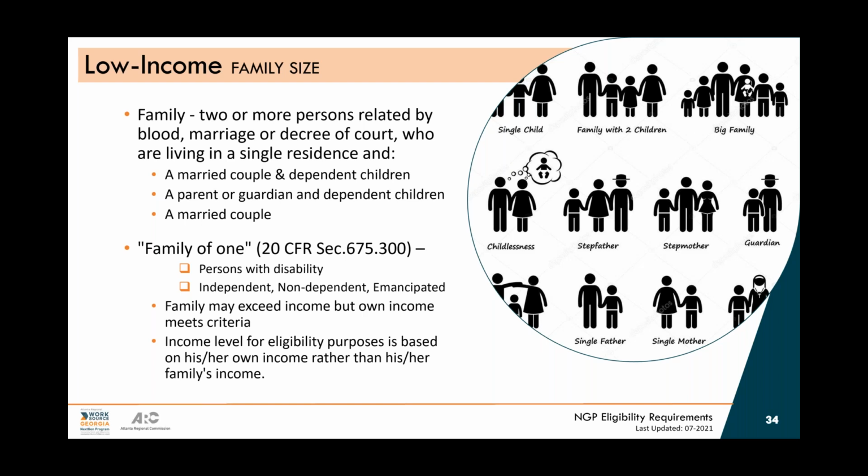For persons with a disability, or if you figured out that that person is a non-dependent, then you can look at them as a family of one. And we already talked about the fact that if they are able to prove that they have a disability, then the family of one thing is not even a factor, because they're already eligible under WIOA.